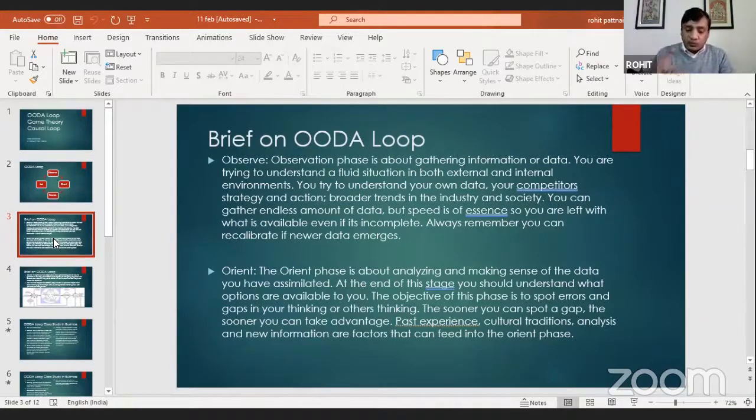Now, why is this a very critical phase for everybody? Because past experience, cultural experience, your traditions, analysis, sociology, psychology, all of this plays a role. How an Indian would react to a situation would be very different from how a Japanese or an American would approach it. That is why culture plays a very key role in decision-making. This is a very, very important step.